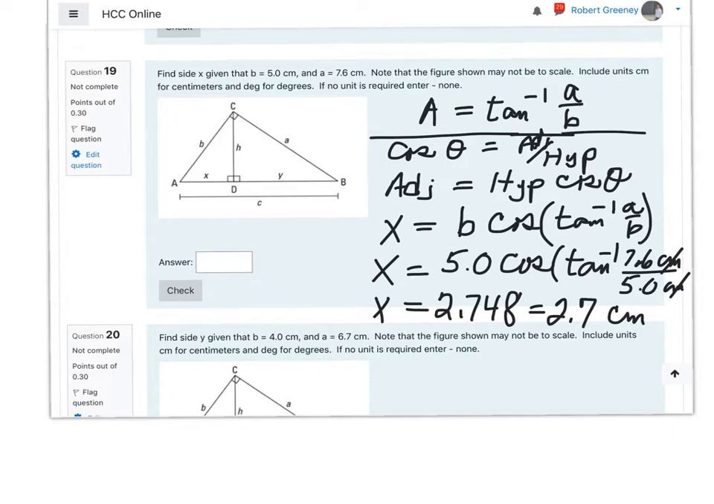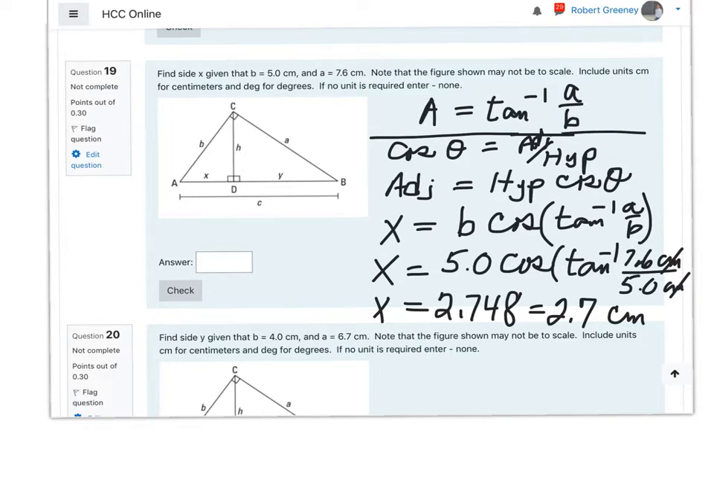And then, since x is in this smaller triangle, x is the adjacent side, so I use the cosine equals adjacent over hypotenuse. So the adjacent side is equal to the hypotenuse times the cosine of the angle. The adjacent side is the x that we want. The hypotenuse, B, is the hypotenuse of this triangle. And so we take the cosine of that angle, which is this, the angle A.